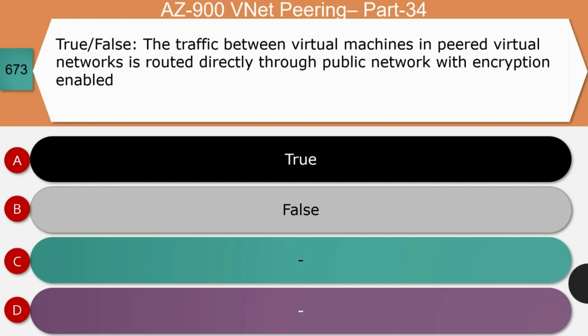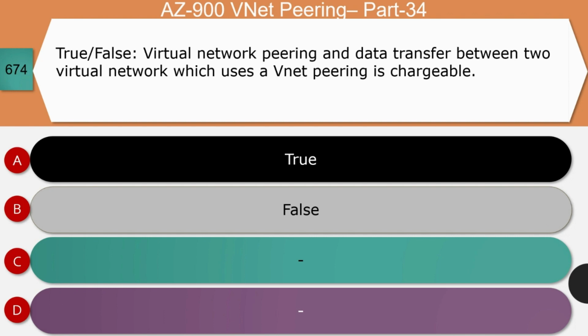Next question, true or false? The traffic between virtual machines in a paired virtual network is routed directly through the public network with encryption enabled. Is it true or false? The right answer for this question is false. Let's see the reason. The traffic between virtual machines in a paired virtual network is routed directly through the Microsoft backbone infrastructure, and it is not through either a gateway or the public internet. And so option B is the right answer.